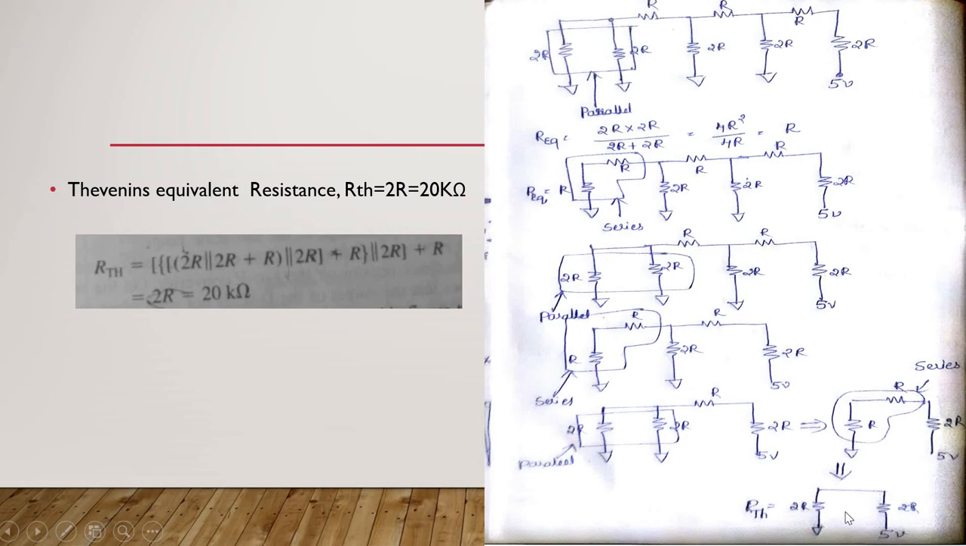We cannot solve this further, because at the other end we can apply the voltage divider if we want to obtain the voltage at this particular point. So this is 5 volt and the other end is ground, and in between the two R's are connected. So the equivalent resistor is RTH equal to 2R. Here R is taken as 10K, so 2 into 10K, which is 20 kilo ohm, is the Thevenin's equivalent resistance.